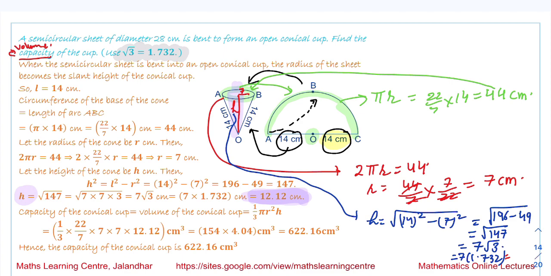Now we have to find the volume of this cone, and the formula for the volume we know is 1 by 3 pi r square h. So it is 1 by 3, pi is 22 by 7, radius of this cone is 7, so r square, and height we have obtained is 12.12. When you solve and simplify these terms, you will get the answer 622.16 centimeter cube. So this is the capacity of the conical cup that will be formed.